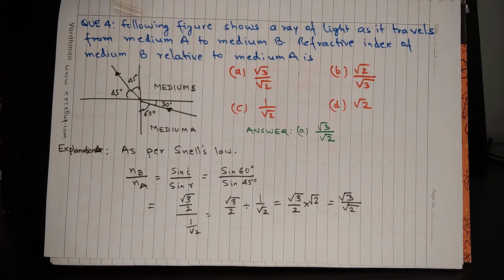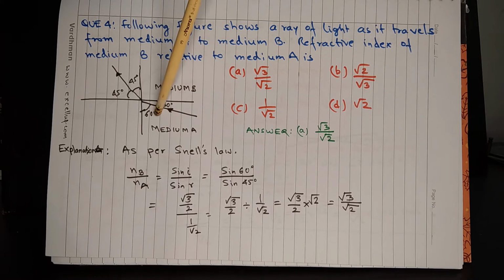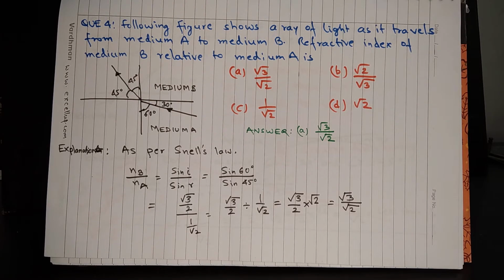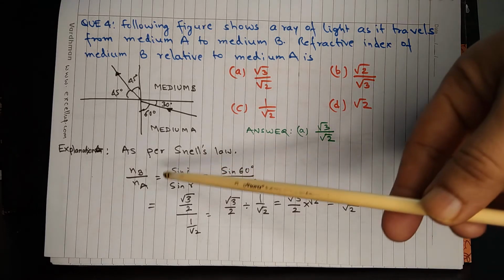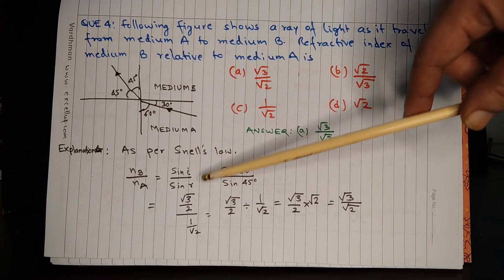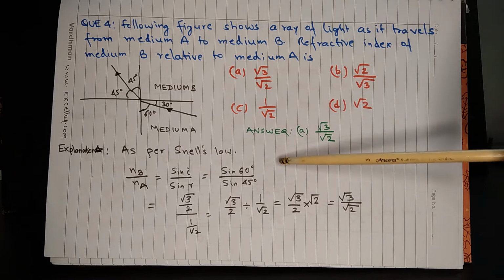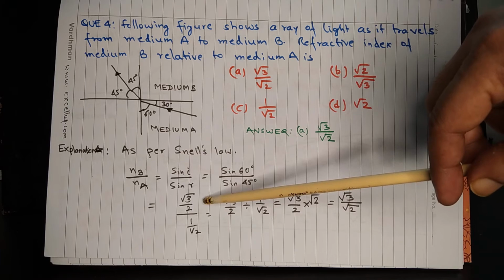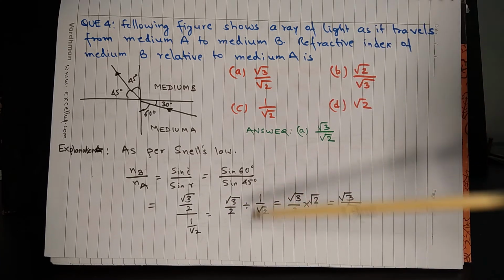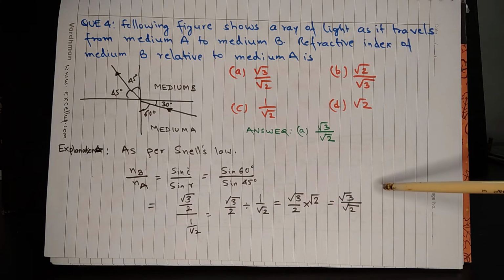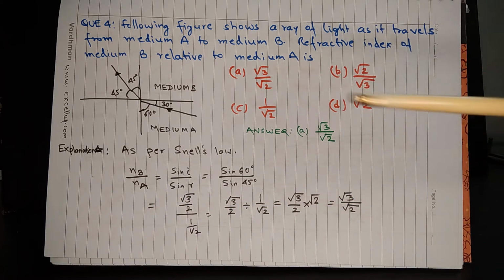So in this figure, the angle of incidence is 60 degree and the angle of refraction is 45 degree. So as per Snell's law, NB upon NA, that is refractive index of medium B relative to medium A, is equal to sine i upon sine r, is equal to sine 60 degree upon sine 45 degree. The value of sine 60 degree is square root 3 upon 2, and that of sine 45 degree is 1 upon square root 2. So after calculation, it comes to square root 3 upon square root 2.